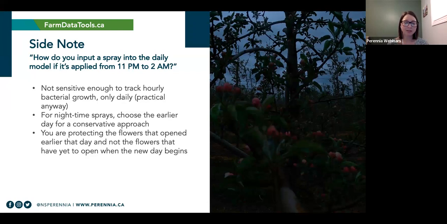So what you would end up doing in this situation is a nighttime spray is treating the flowers that opened on that day. So you're going to choose that earlier day for a conservative approach. Because what you're doing is you're protecting the flowers that opened earlier and not the flowers that are about to open on the current day after 2 a.m.